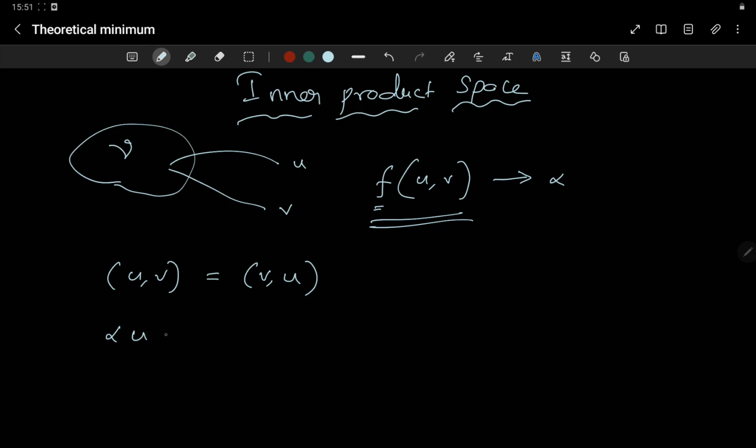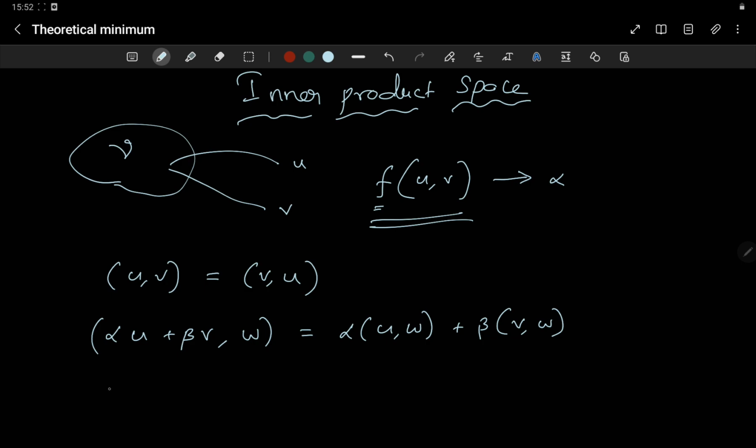The other thing is alpha u plus beta v. So that's a vector. u and v are vectors, so it's a linear combination of those two vectors, right? And if I do the inner product with a new vector, let's say w, that is the same as alpha u comma w plus beta v comma w. Okay, so that's another property.